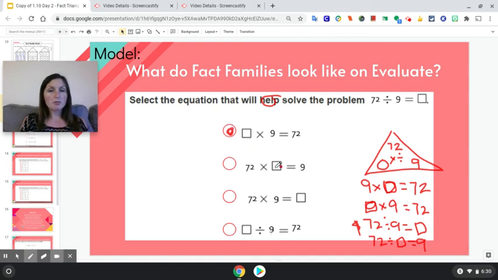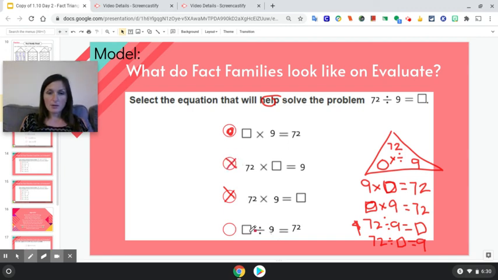72 times blank equals 9. I see 72 divided by blank equals 9, but not times. So that's not going to be the right answer. 72 times 9 equals blank. Well, again, I see 72 divided by 9, but not 72 times 9. That would be a way different number. So not this one, not this one.